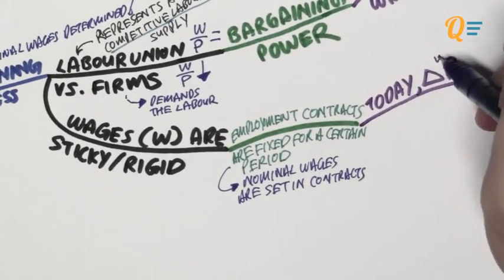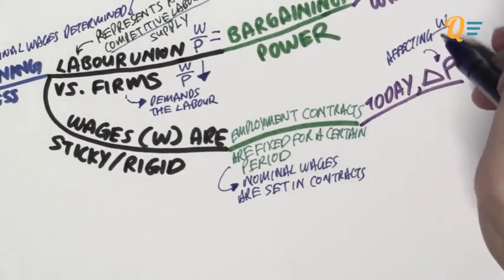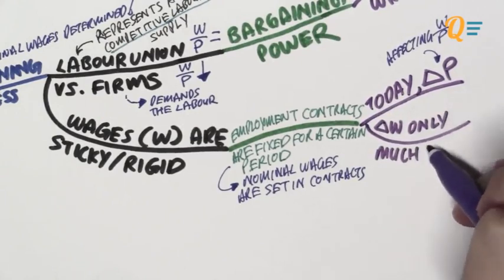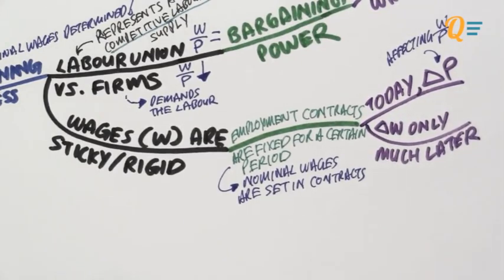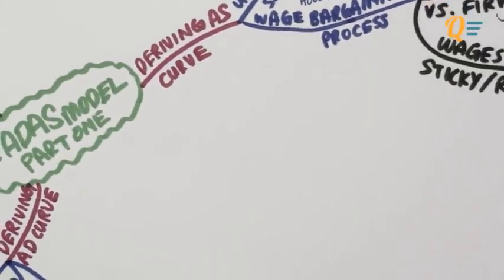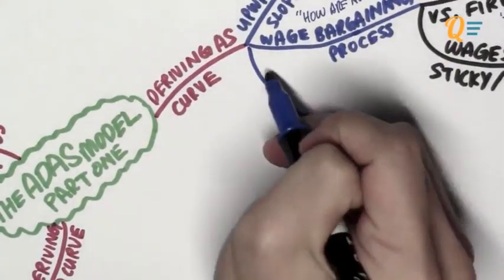So if there's a change in the price level today, which affects your real wage, you will only be able to change the nominal wage much later. So that is why wages are sticky or rigid. Alright, so now we're going to go on and derive the AS curve.